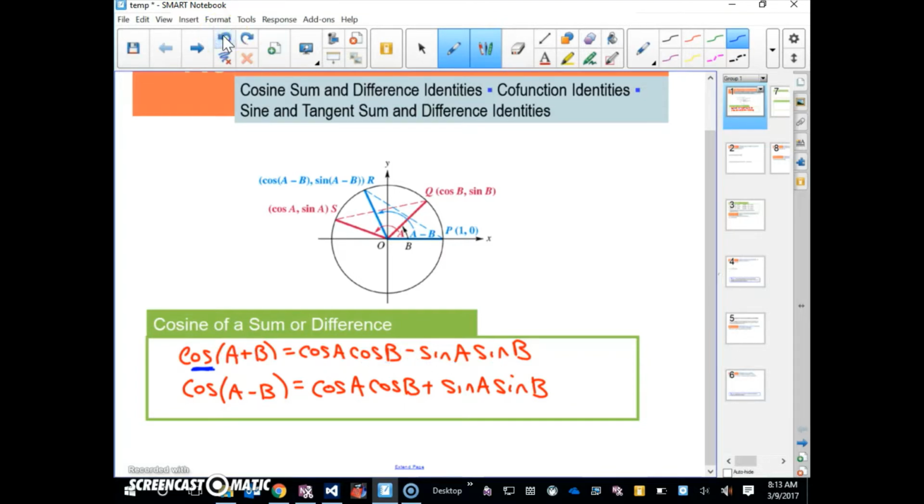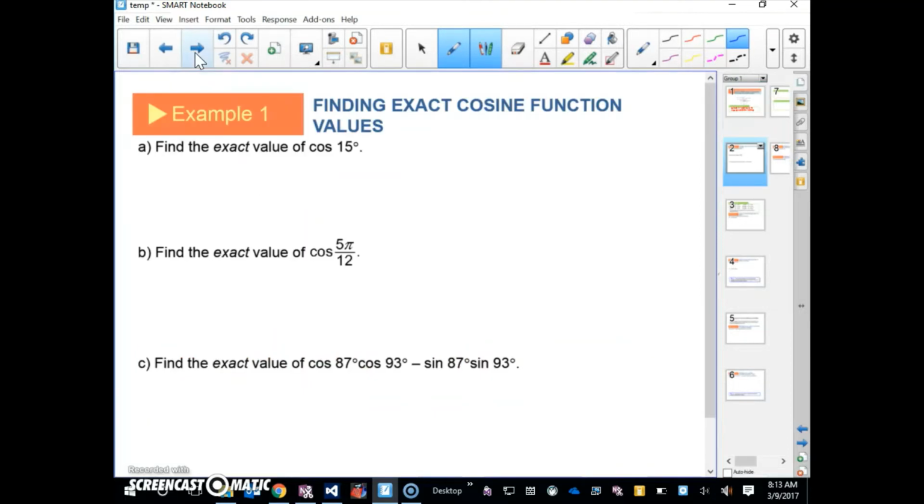The other one is a cosine difference. That means an angle minus an angle, like 45 minus 30 or something. And you notice cosine, cosine plus sine, sine. That's something to look for. It might help you memorize even if you don't try.